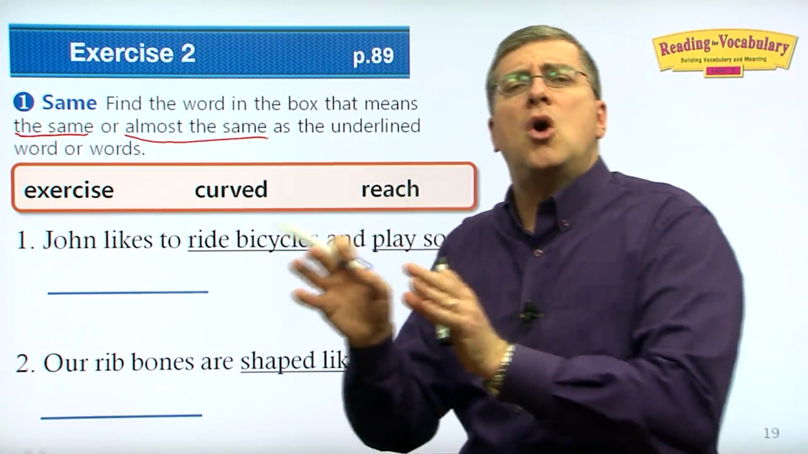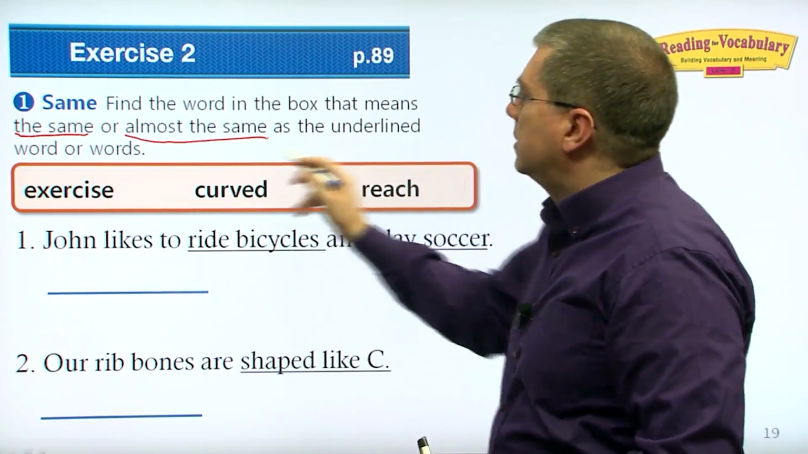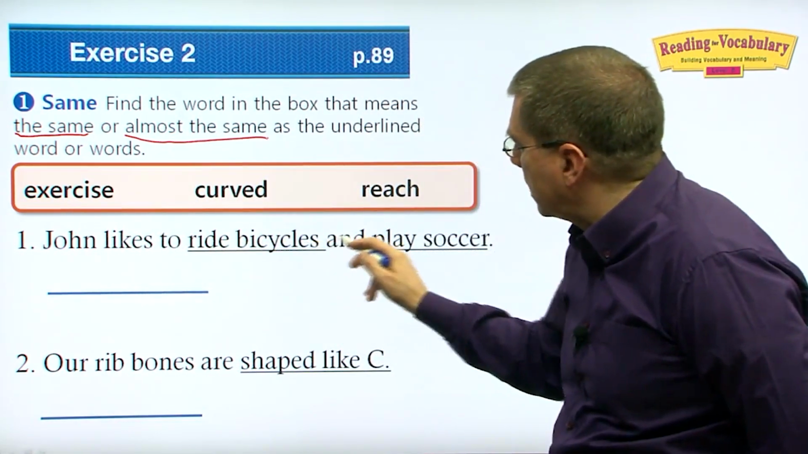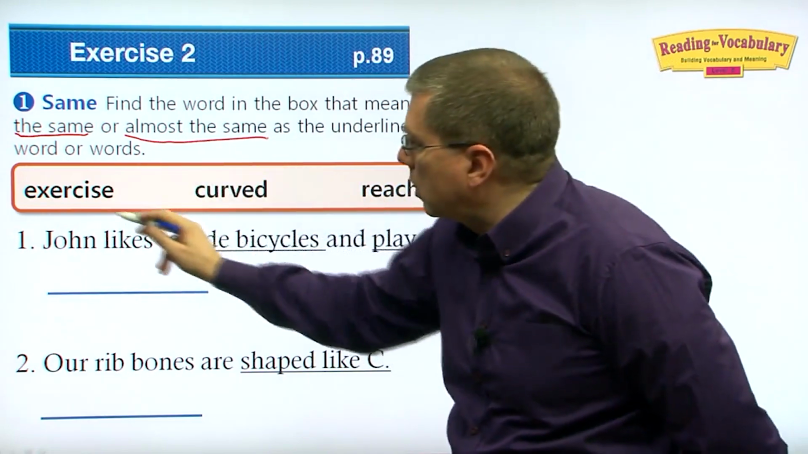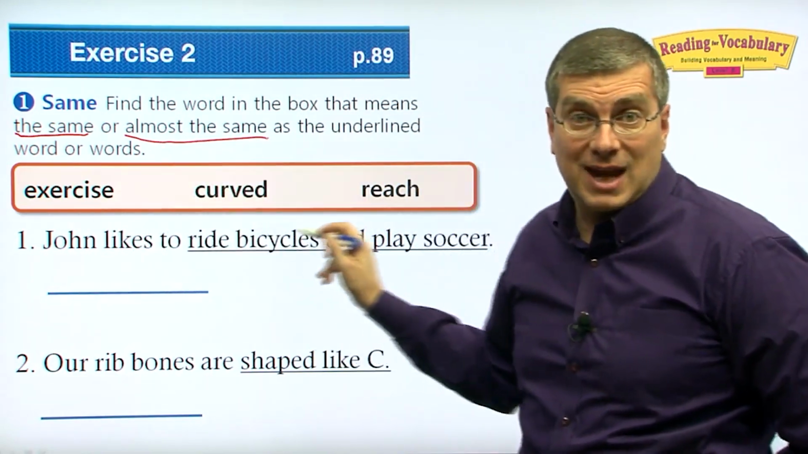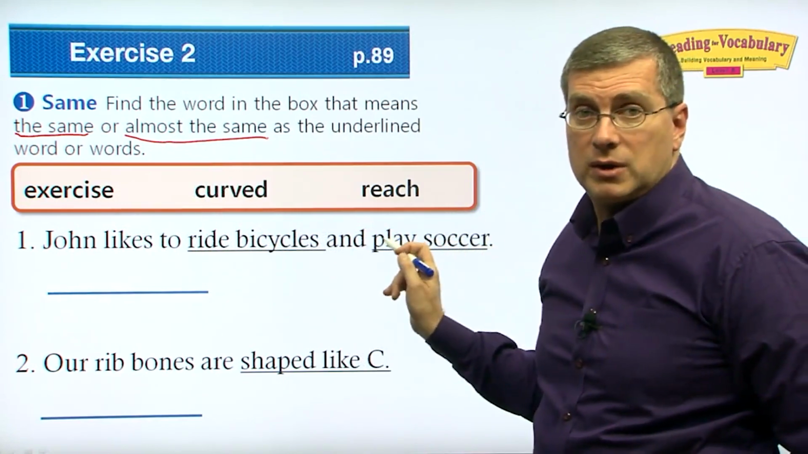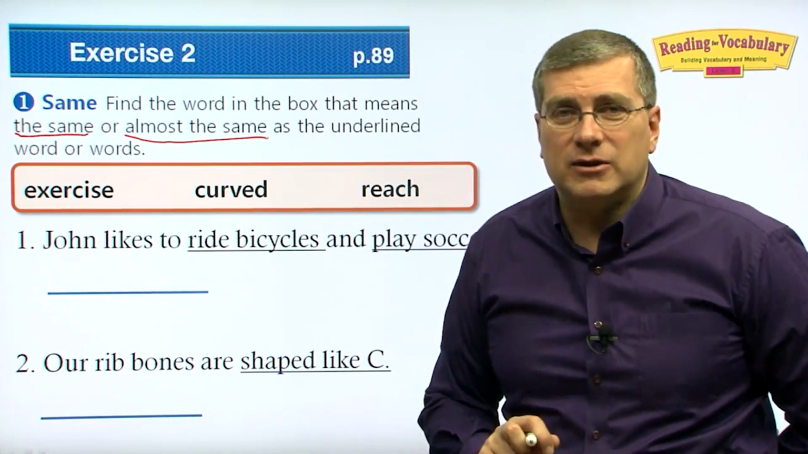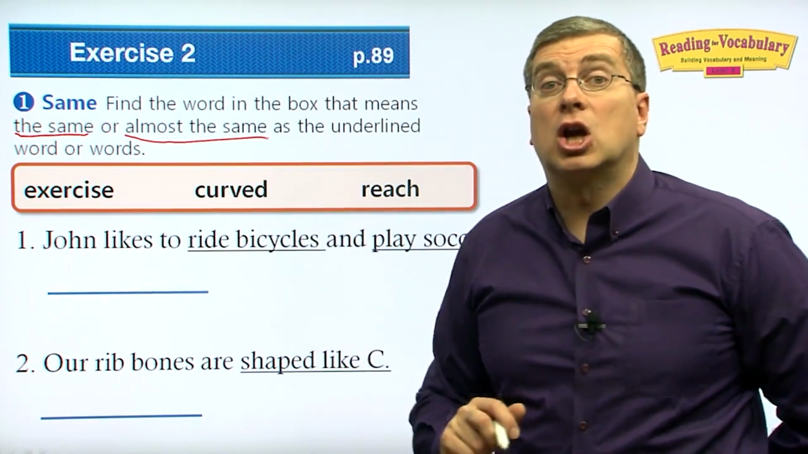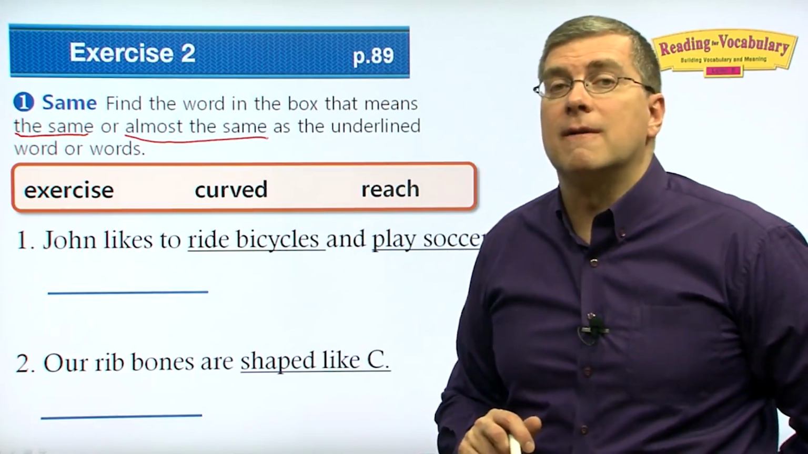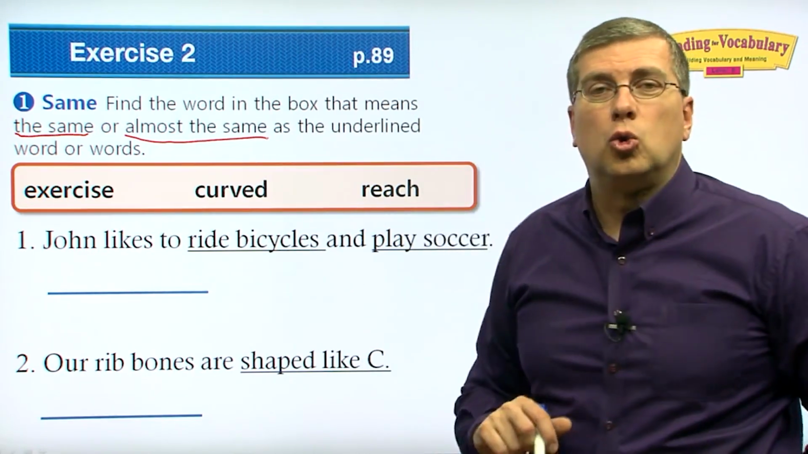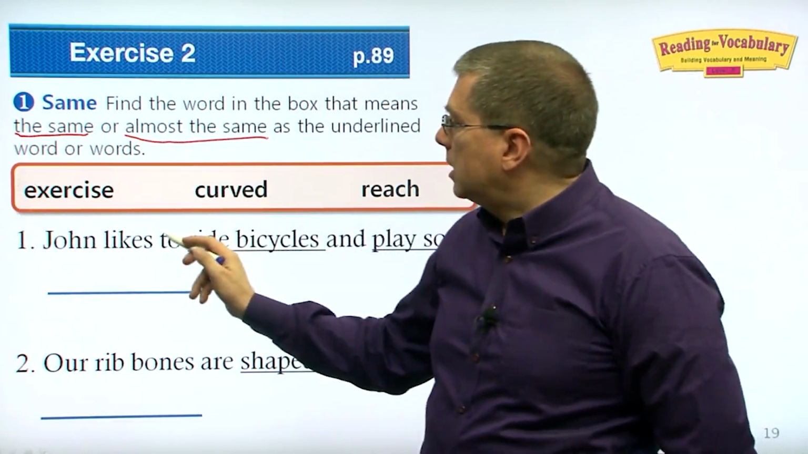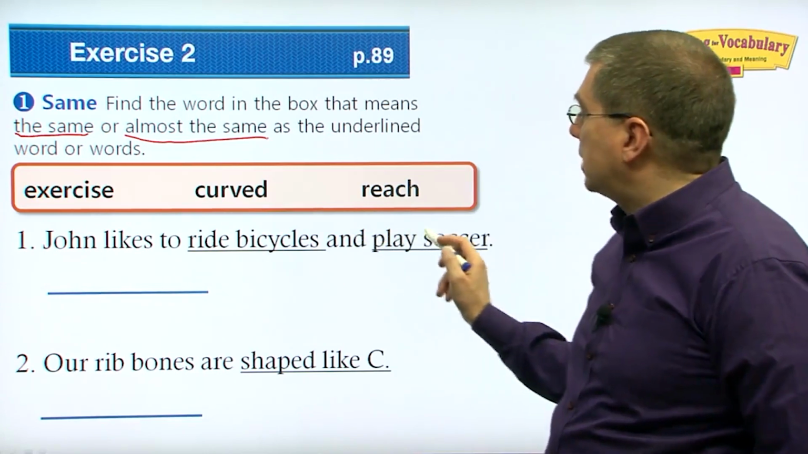So the same or almost the same as the underlined word or words. So we see the sentence here, we see this is underlined, this is underlined. Which word is similar or the same as these underlined parts of the sentence? Our words are first, exercise, next is curved, and next one is reach. Okay? Number one, John likes to ride bicycles and play soccer.